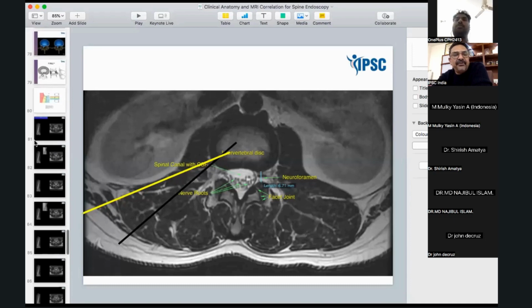This is all about the basics of the MRI and the clinical anatomy which is relevant for the endoscopic procedures.